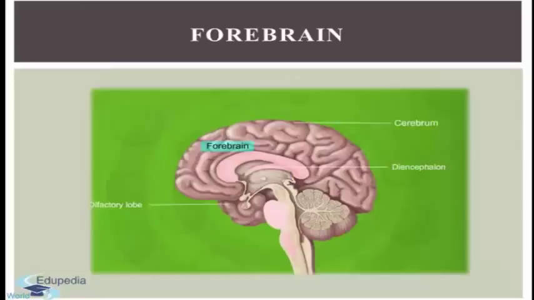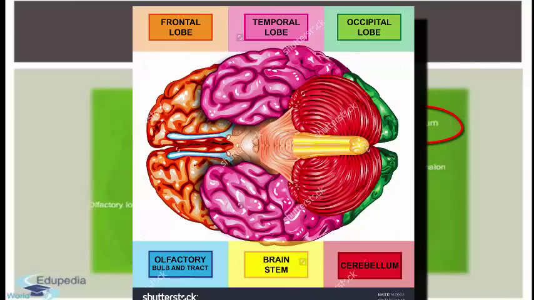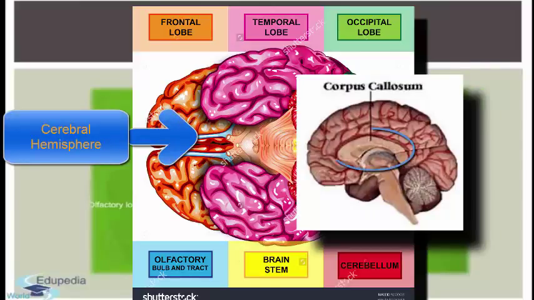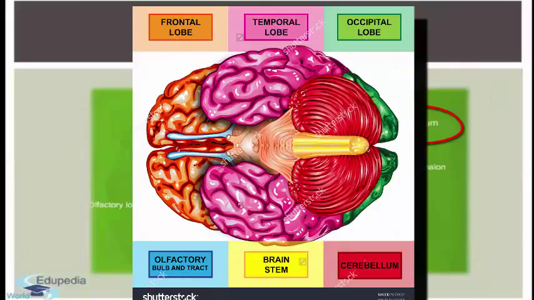First of all, we will discuss the forebrain. It consists of cerebrum and diencephalon. Cerebrum is the largest part of the brain and is divided into right and left halves called cerebral hemispheres. These are connected together by a sheet of nerve fibers called corpus callosum. The wall of the cerebrum has two regions.